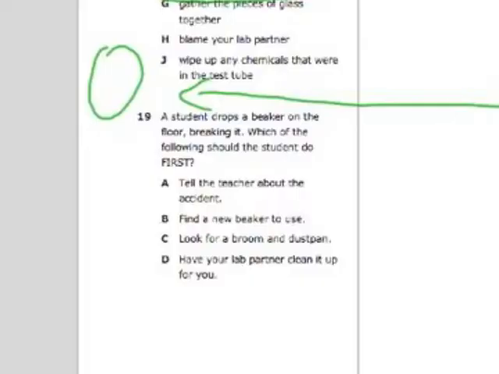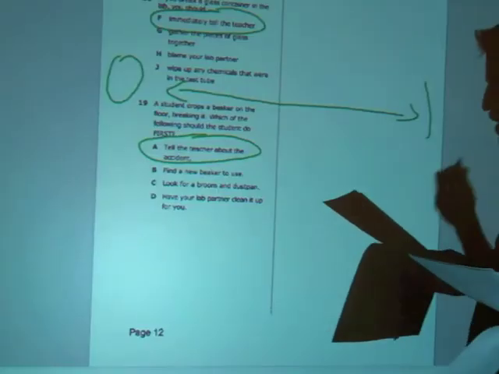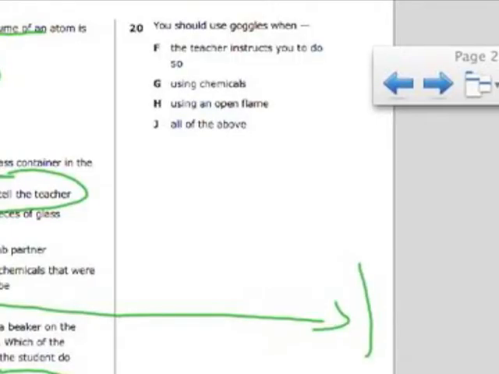19. A student drops a beaker on the floor, breaking it. Which of the following should the student do first? There's an accident again. Tell teacher. Very similar to the previous question. Number 20. You should use goggles when what? The teacher instructs you to do so, using chemicals, using an open flame, or all the above? All the above. Yeah, all those are great answers for using goggles.